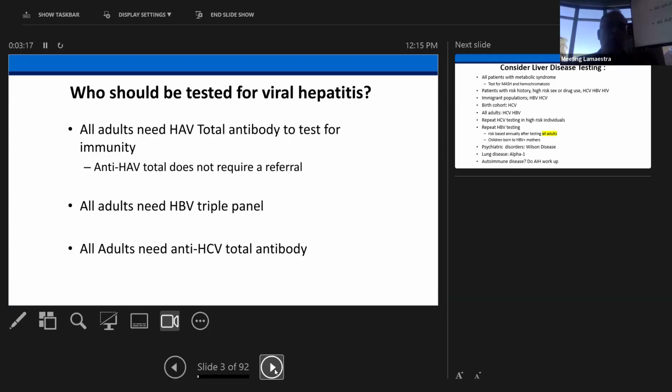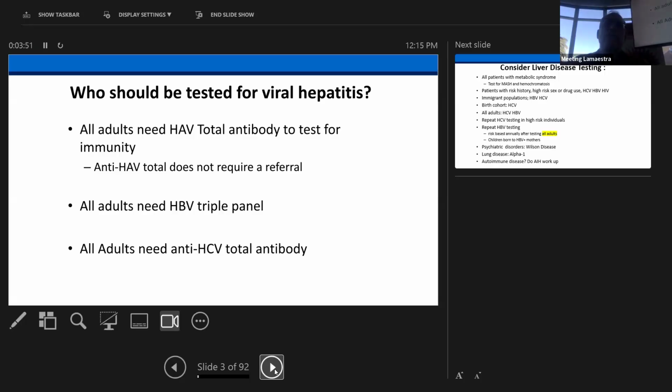Hepatitis A total antibody indicates, if negative, that somebody's at risk for hepatitis A. And if the total antibody is positive, it indicates that they are immune to hepatitis A. So these individuals do not need referral to our liver clinic. That's a common question. So you can interpret that in your clinic and use the hepatitis A test. And of course, if they're A negative, go ahead and proceed to hepatitis A vaccination.